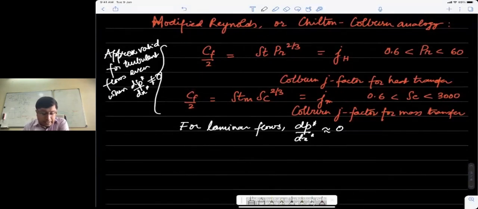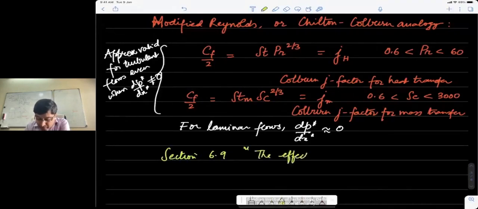Now, there is one thing that I have not covered, and I would request you to please look at it. There is a section, I think it's section 6.9 in the book, but I have an older edition. Maybe you have a newer one, which may not be section 6.9, but it is called the effects of turbulence.